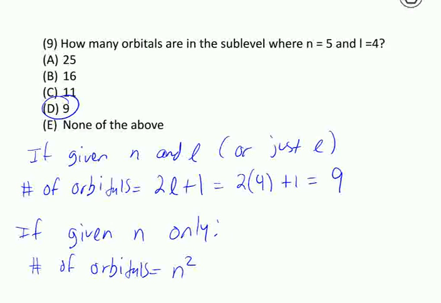In this case, there is no L equals 4 subshell on the periodic table. That doesn't exist in real atoms. You had to use the equation, the relationship, to get it this time. Yep?